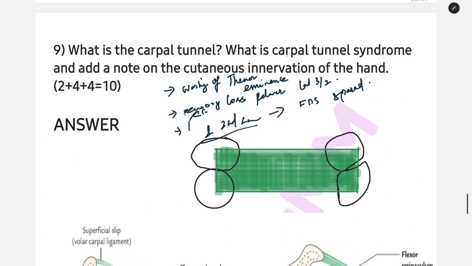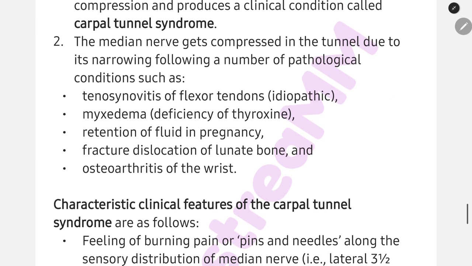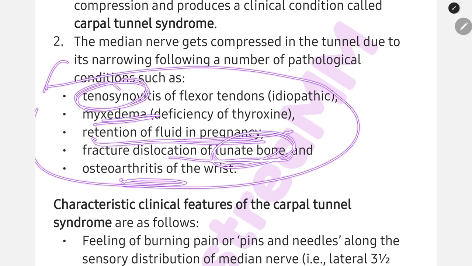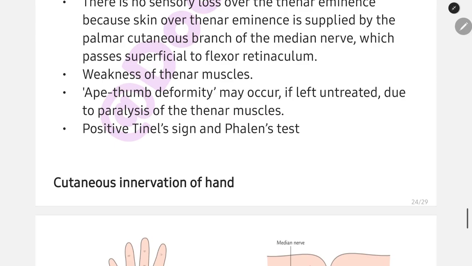You should also write about the causes of carpal tunnel syndrome. Carpal tunnel syndrome happens because of tenosynovitis, myxedema, retention of fluid in pregnancy, fracture dislocation of lunate bone, and osteoarthritis of wrist. These are all causes that you should remember. And these are the features that I have explained. And the thumb is flattened; this is called ape thumb deformity.